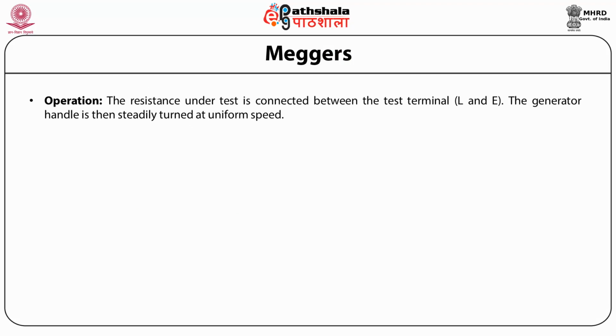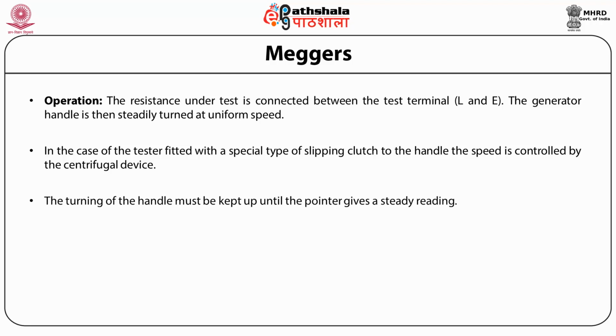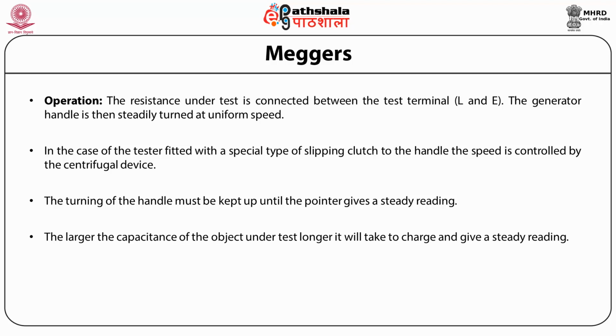The operation. The resistance under test is connected between the test terminals L and E. The generator handle is then steadily turned at uniform speed. In the case of the tester fitted with a special type of slipping clutch to the handle, the speed is controlled by the centrifugal device. The turning of the handle must be kept up until the pointer gives a steady reading. The larger the capacitance of the object under test, the longer it will take to charge and give a steady reading.